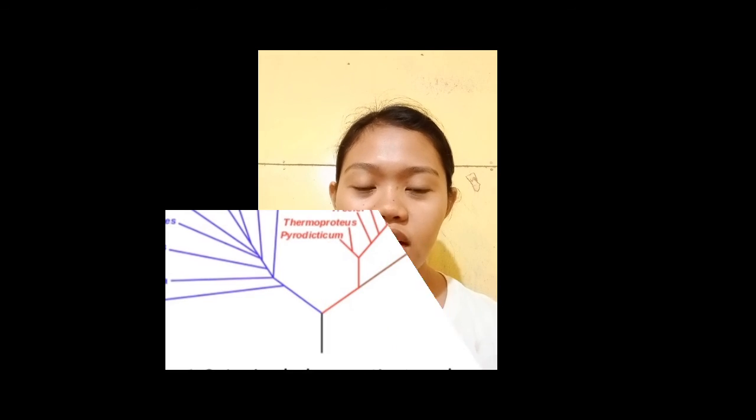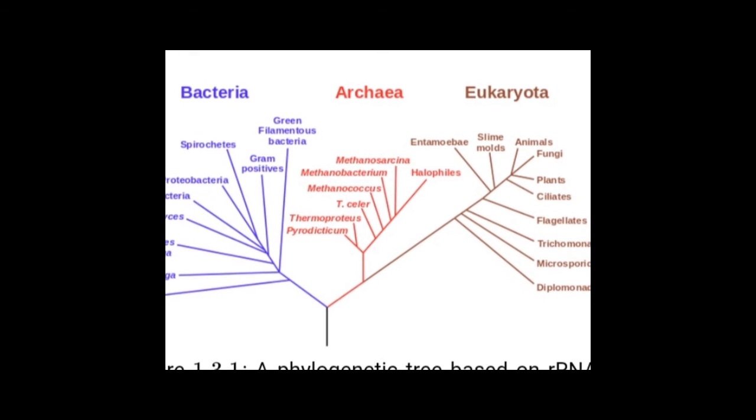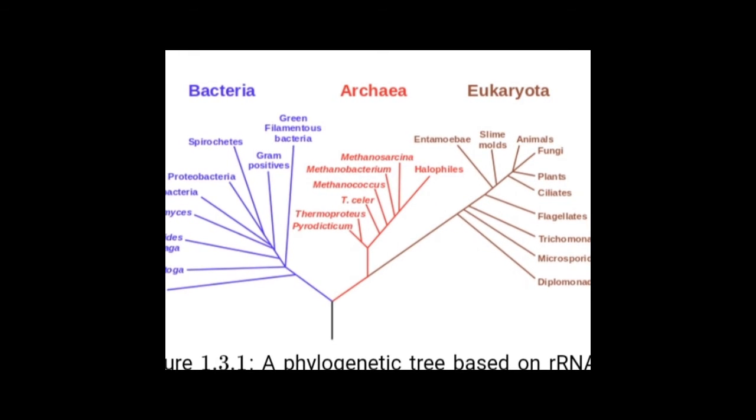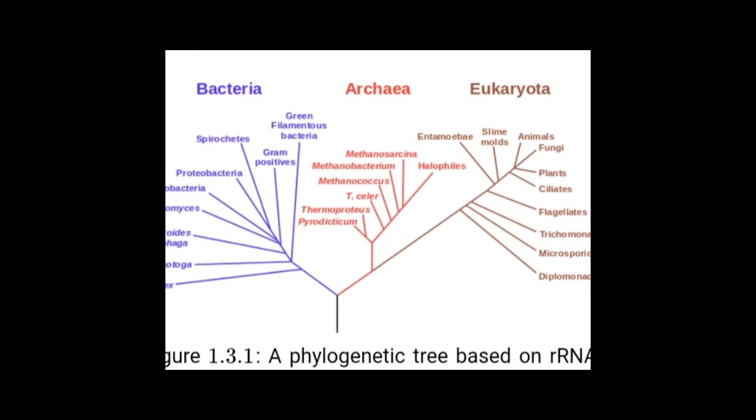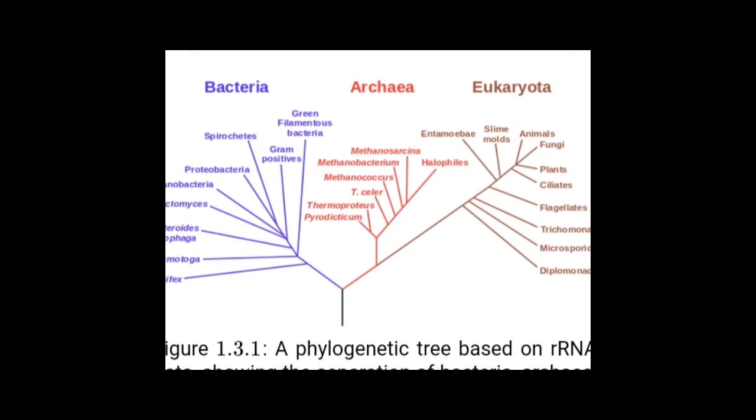So that is the phylogenetic tree of life, showing the separation of the bacteria, archaea, and eukaryota domains.